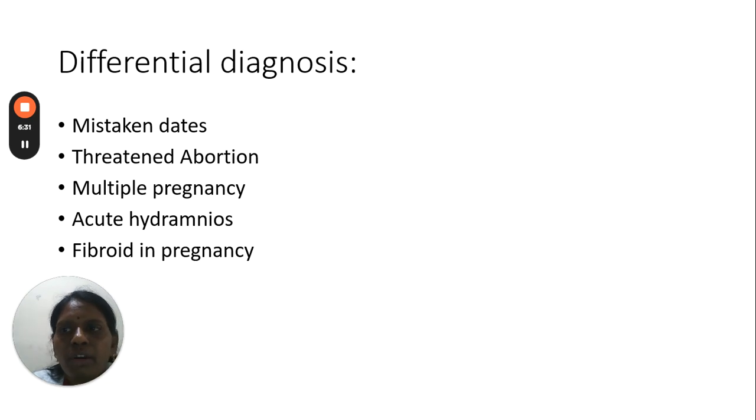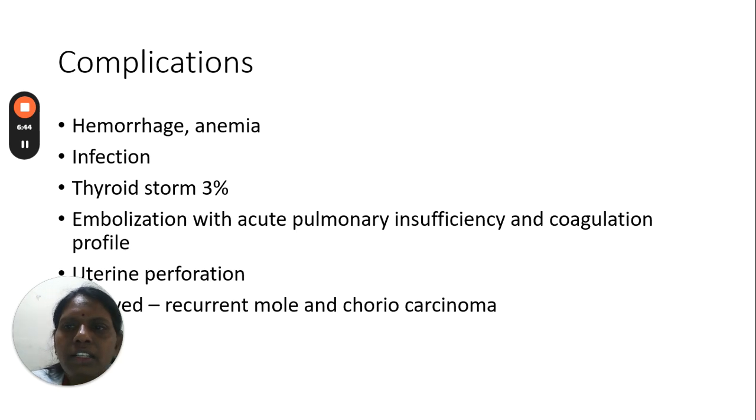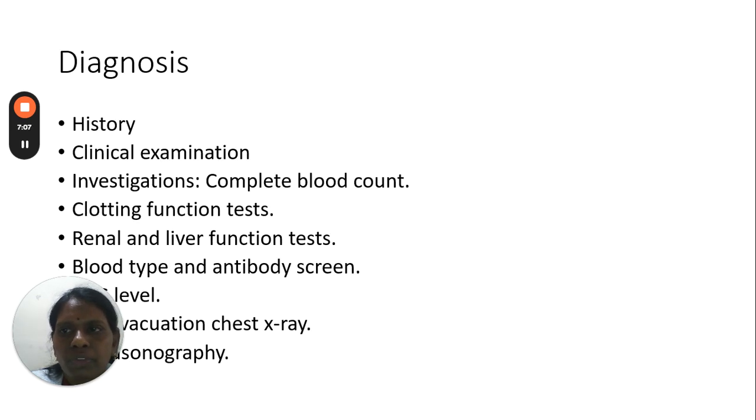Differential diagnosis of molar pregnancy includes mistaken dates, threatened abortion, multiple pregnancy, acute hydramnios, and fibroid in pregnancy. Complications are hemorrhage, anemia, infection, thyroid storm seen in 3% of cases, embolization with acute pulmonary insufficiency, coagulation profile abnormalities, uterine perforation, delayed recurrent mole and choriocarcinoma.